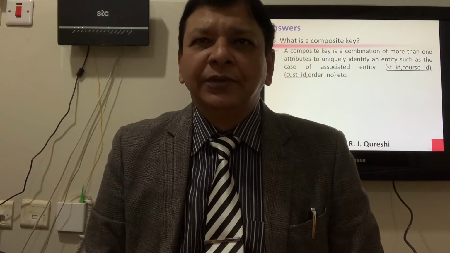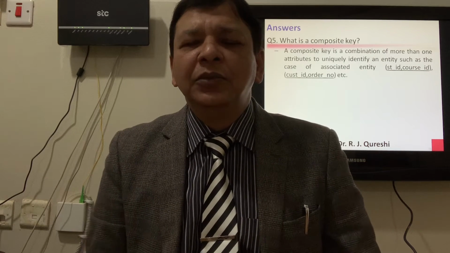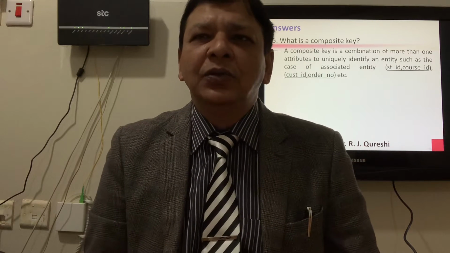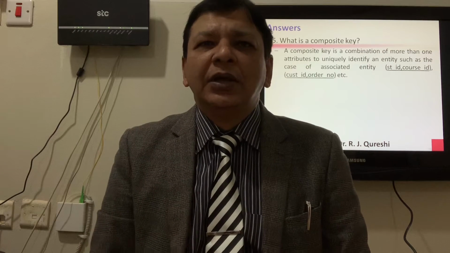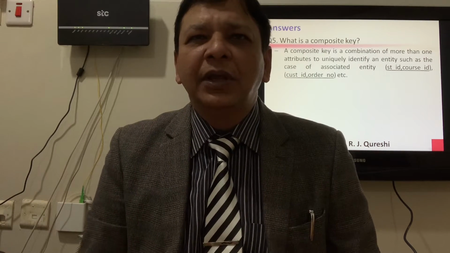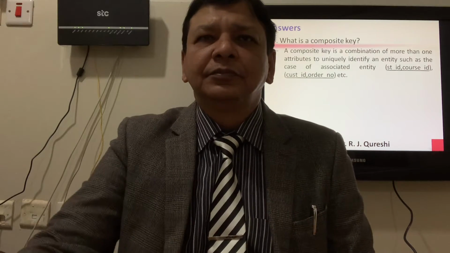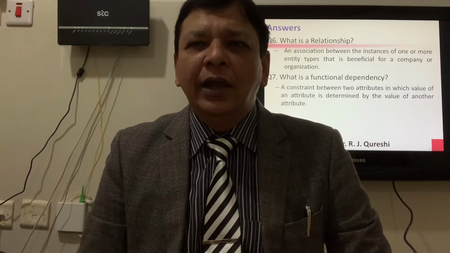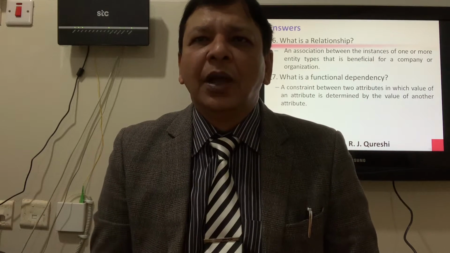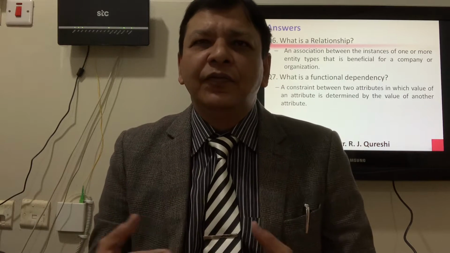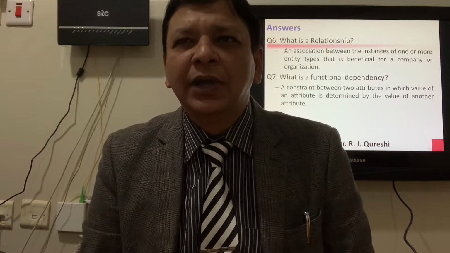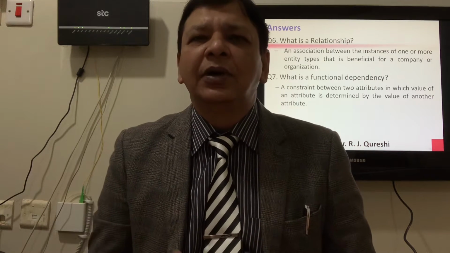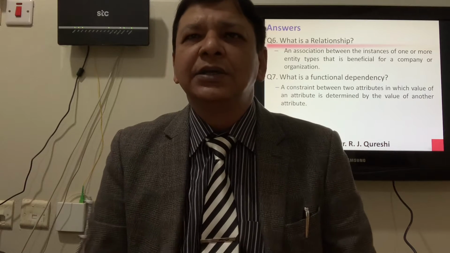Then composite key. A composite key is a combination of more than one attribute. Like in an associative entity, we have student ID, course ID as primary key; customer ID, order number as primary key. So that's a composite key. What is the relationship? An association between the instances of one or more entity types that is beneficial, that is in the interest of a company or organization, that is called a relationship.